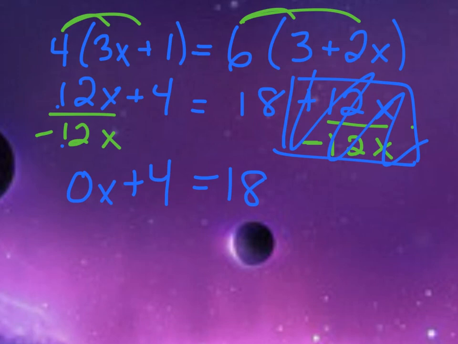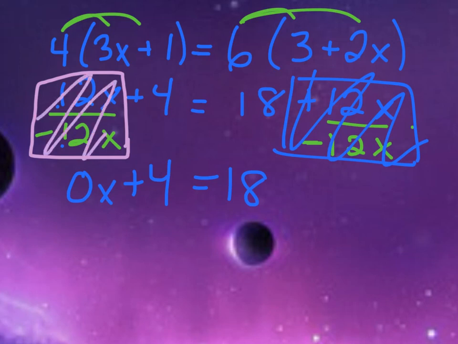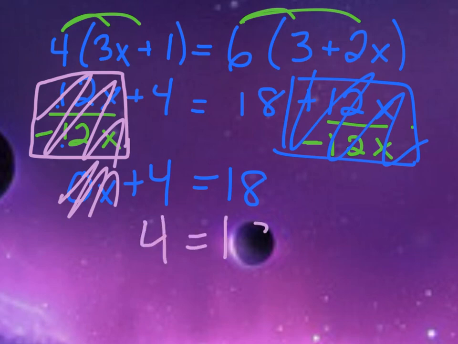So we have 0x. So you might notice a problem here. We know 0 times anything is 0. In fact, anything minus itself is 0, right? 5 minus 5 is 0. 100 minus 100 is 0. So 12x minus 12x is also 0. So essentially, that's also canceling out, which means this is nothing. So what we're left with is 4 equals 18.